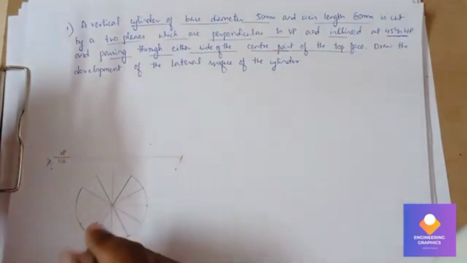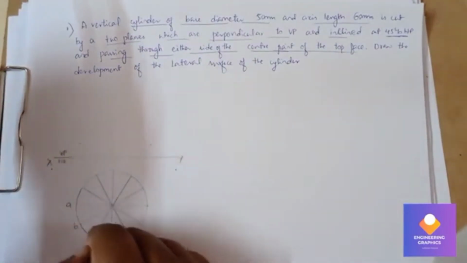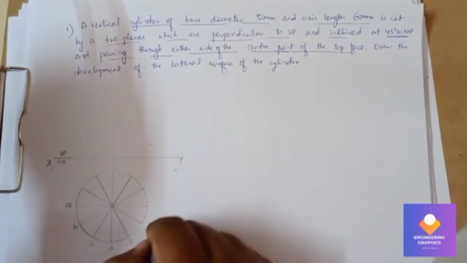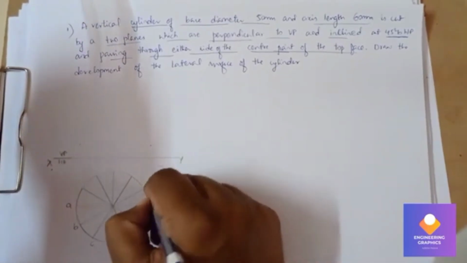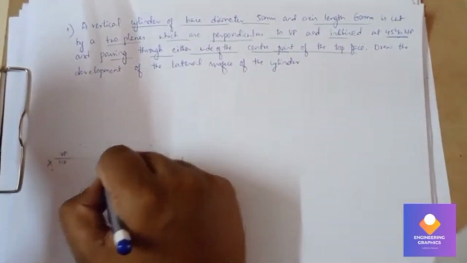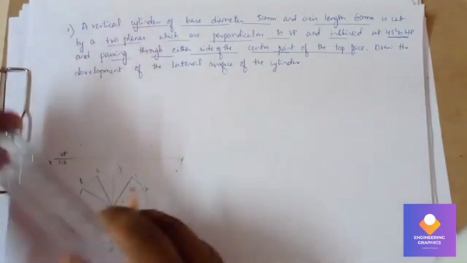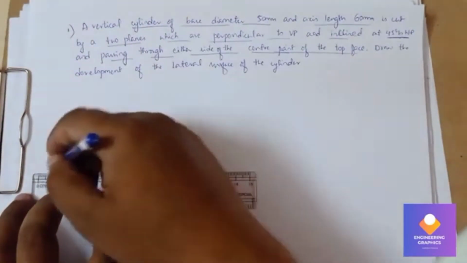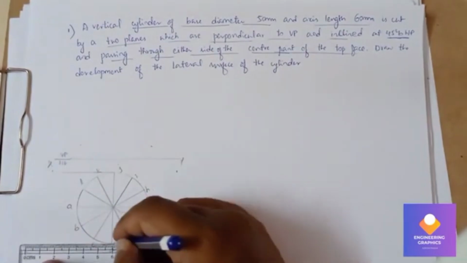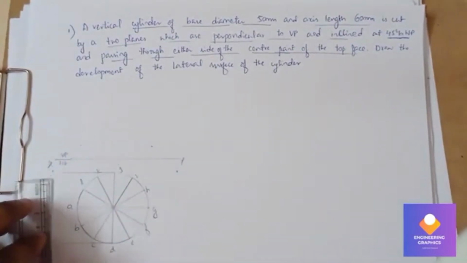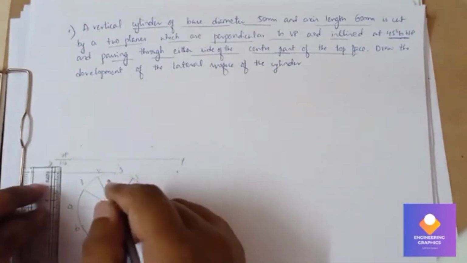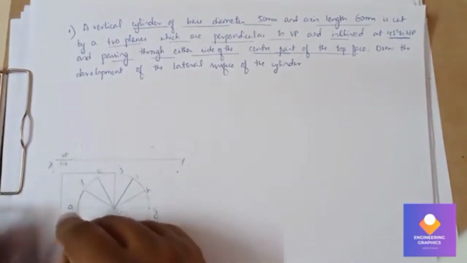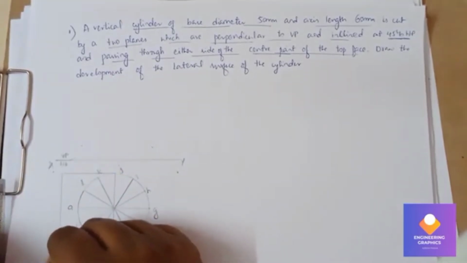Now you can give the naming: A, B, C, D, E, F, G, H. So mention the namings. You can show the dimension of this circle on one side: diameter 50.